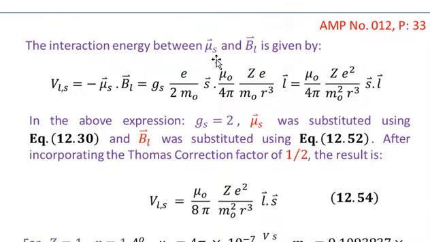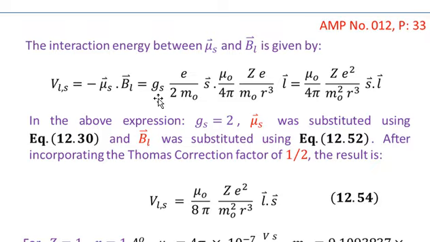The interaction energy between mu s and Bl, that is, the magnetic potential energy between L and S, which we call VLS and which is due to the spin and orbit coupling, is equal to minus mu s dot Bl. So this is what we have calculated: the magnetic potential energy due to the presence of the magnetic field Bl in interaction with the spin magnetic moment of the electron.